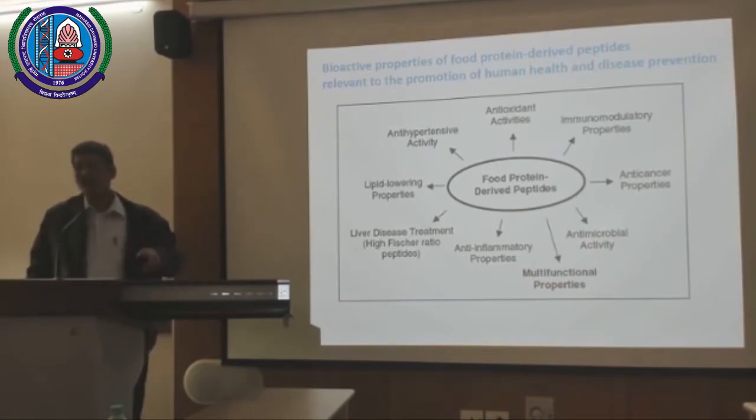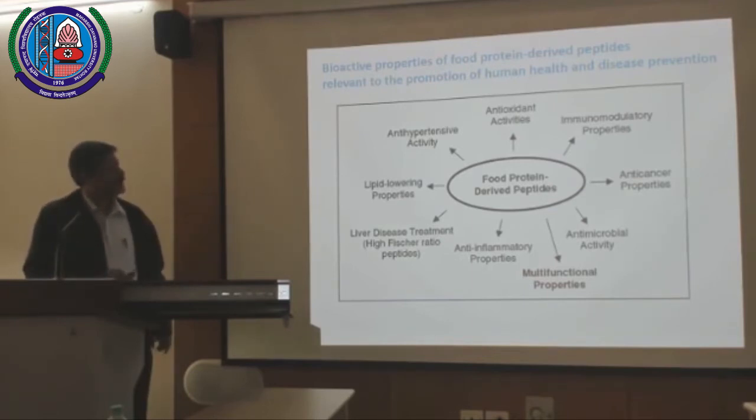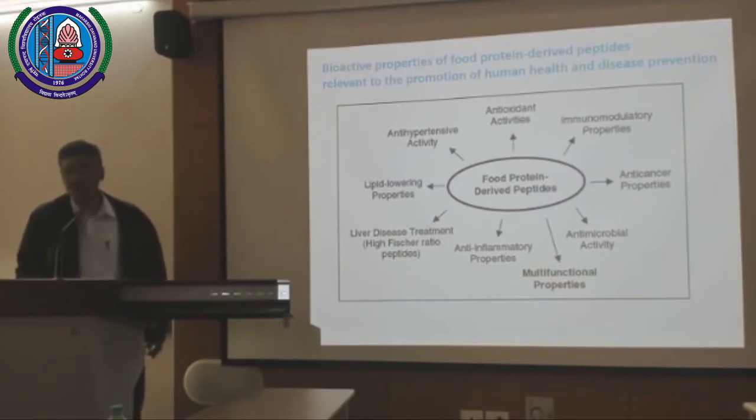So basically, lemon gives you protection from cold and cough. So we know this simple practice. And the other thing is that it is lowering the blood pressure and has immunomodulatory properties.